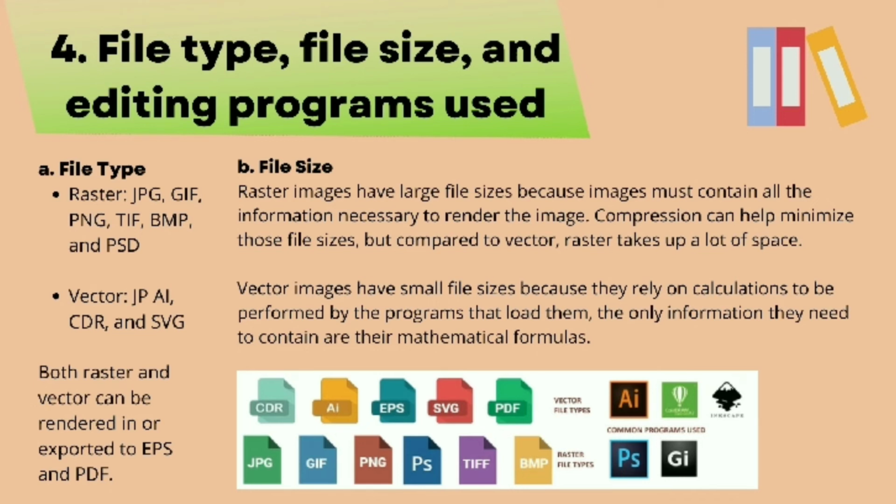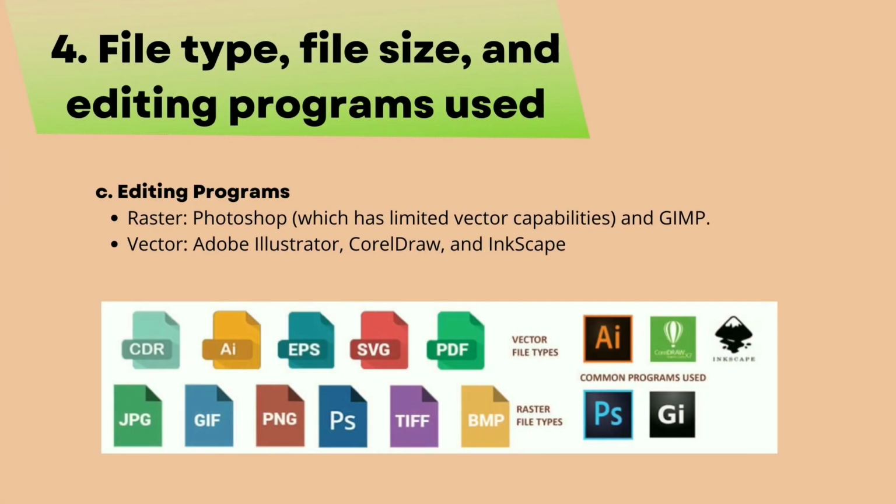Vector images have small file sizes because they rely on calculations to be performed by the programs that load them. The only information they need to contain are their mathematical formulas. Then when it comes to the editing programs used for both of them, Photoshop, which has limited vector capabilities, and GIMP are used for raster. On the other hand, Adobe Illustrator, CorelDRAW, and Inkscape are the programs used for vector images.